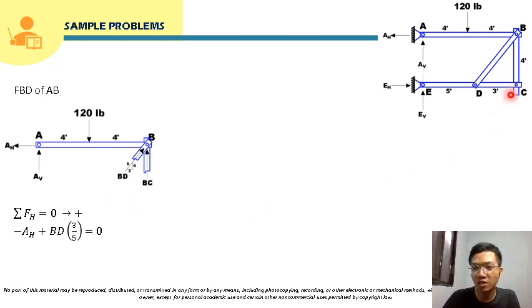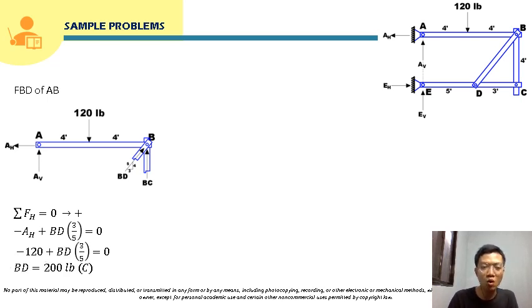The slope of this member BD, no, that will just be 4 for rise and 3 for run. So 4 and 3, and the slope triangle will just be 5. So solving for BD, since we already have AH, BD will just be 200 pounds. Our assumption for BD is compression, no? Since the answer is positive, meaning our assumption is correct, so BD is really in compression. So BD is 200-pound compression. We can box that already.